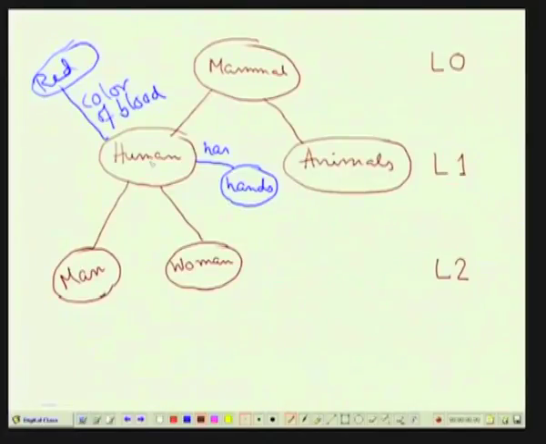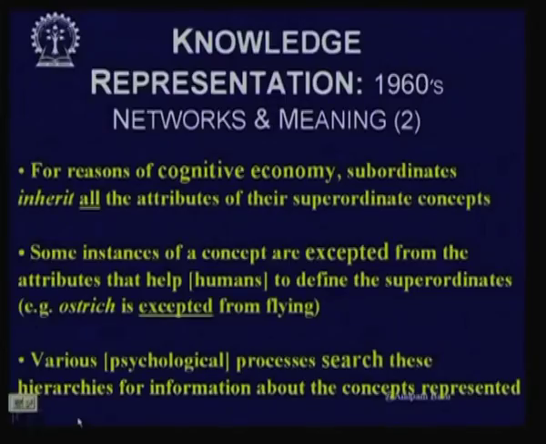That means I do not want to store all the attributes at all the levels. Instead, whatever is there at the top level, say mammal, I can certainly say it drinks milk, all right, and or born from mother, whatever it is. Then all the children, all the concepts which are children of this level will inherit these properties that are there at the top level. Okay. So, that is the basic concept of this sentence, that is, for reasons of cognitive economy, subordinates, that means whichever are down the hierarchy, inherit all the attributes of their superordinate concepts.